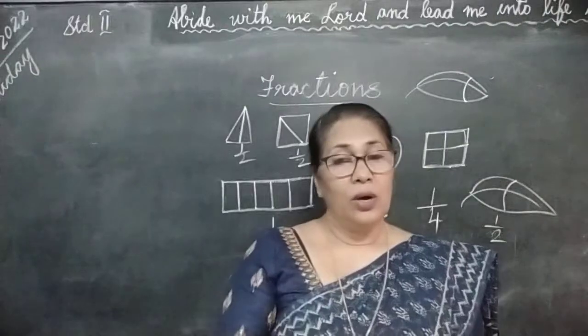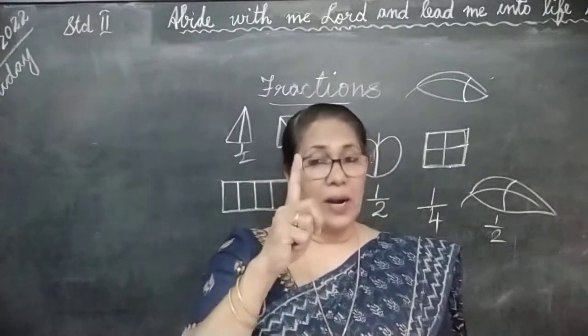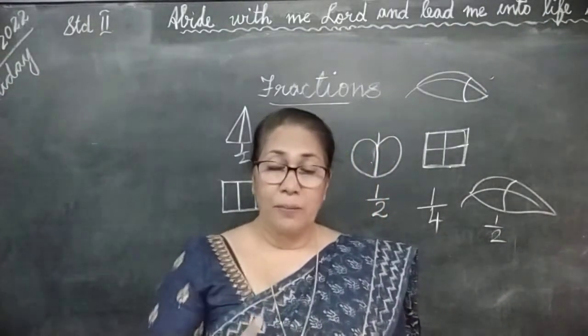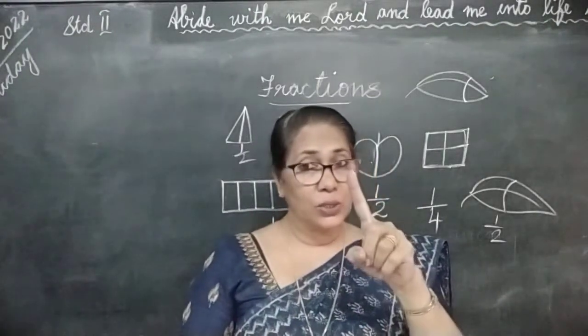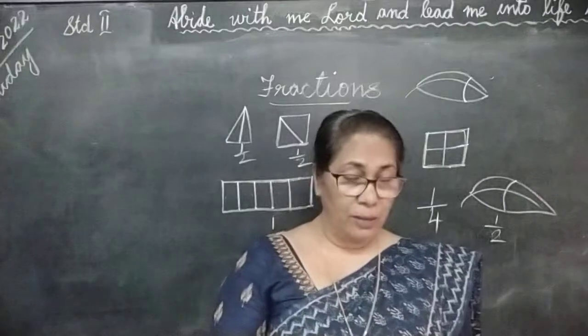4 1 by 4 makes 1. 2 halves also make 1. Now look into your book once again.